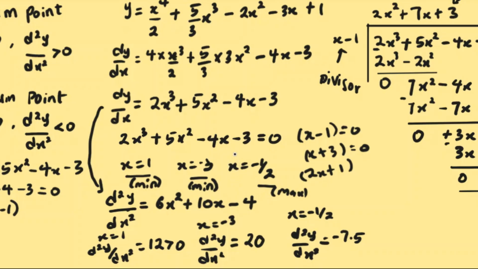So in this question, if you are told to find your maximum value, you're going to use x equal to minus 1 over 2, which you substitute in the first equation, that is the curve itself. So here you have something like 1 over 2 times minus 1 over 2 raised to the power of 4 plus 5 over 3 times minus 1 over 2 raised to the power of 3 minus 2 times minus 1 over 2 raised to the power of 2 minus 3 times minus 1 over 2 plus 1. But if you are told to find the minimum value, for this question, you are going to have two minimum values.